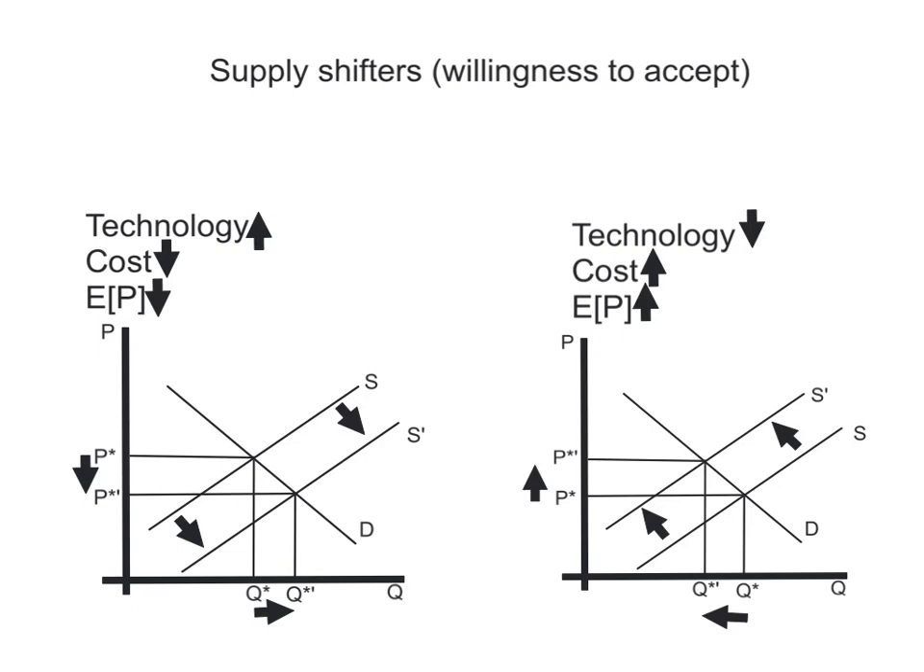And then lastly, we also expect expected price to shift the supply curve. In this case, if I believe as a producer that the expected price for my good will fall in the future, this means that I'm going to want to supply as much of my good now to take advantage of the current relatively higher price than it will be in the future.